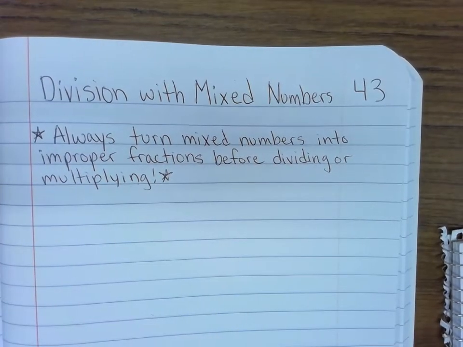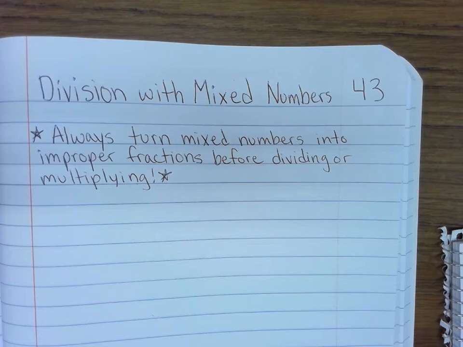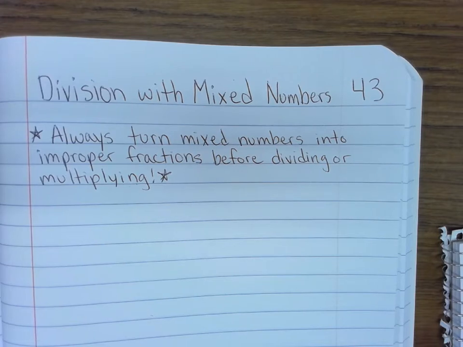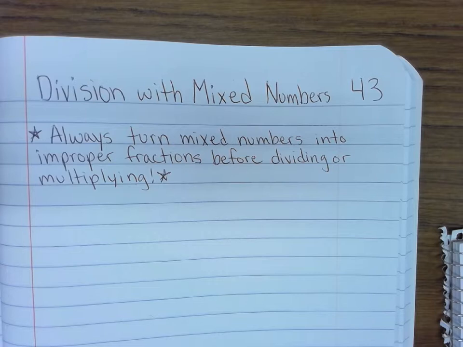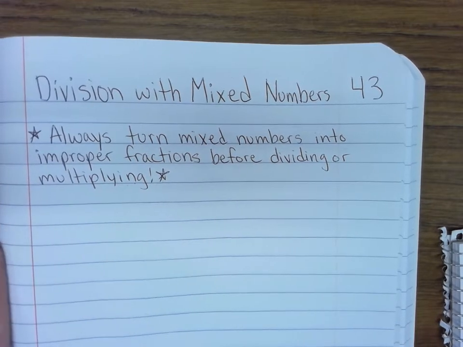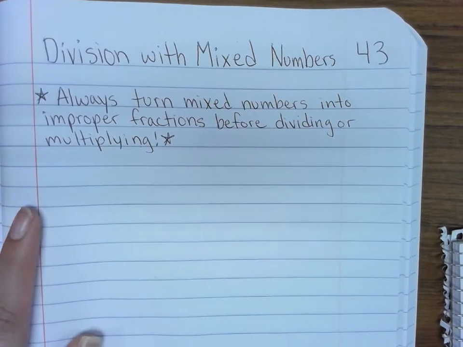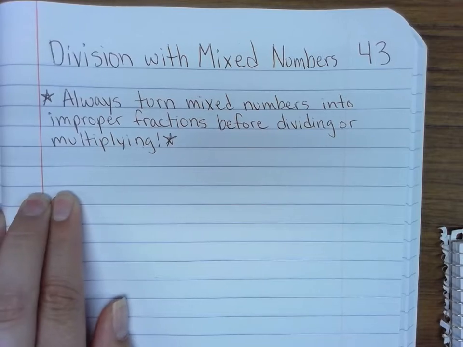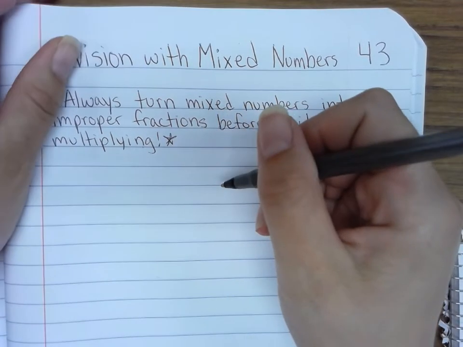Okay, if you can remember that, today is going to be a piece of cake. Everything we're going to do will just be division of fractions, but they're going to be mixed numbers, so you're just going to have to make them improper first. So, skip one line, and we're going to do a couple of examples.